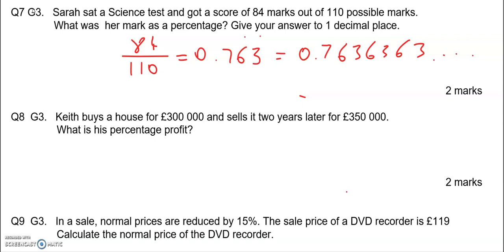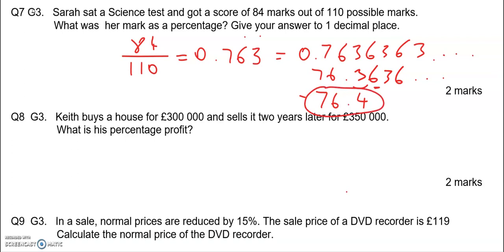So when we convert a decimal to a percentage, we multiply it by 100. So the answer becomes 76.3636 and so on. Rounding this to one decimal place, meaning one digit after the decimal point, we look at the 6, which is 5 or higher, so we give the 3 one extra to make 76.4, and that should be the answer to one decimal place.